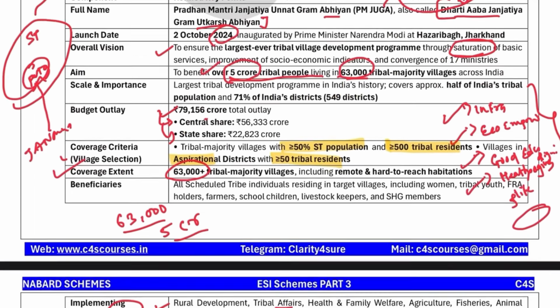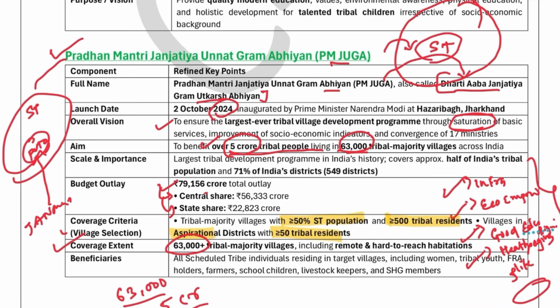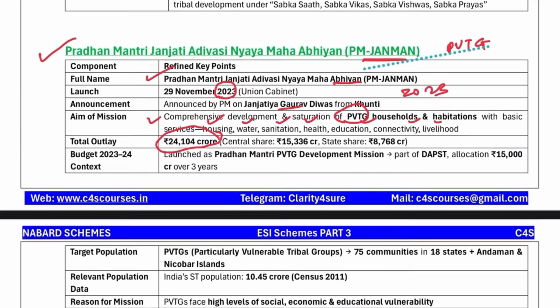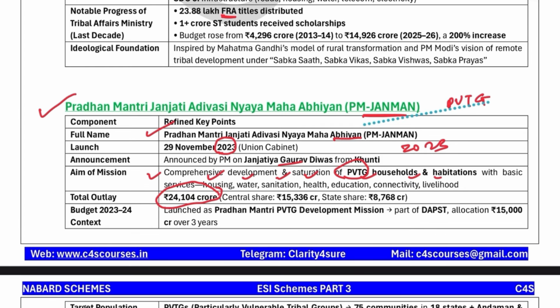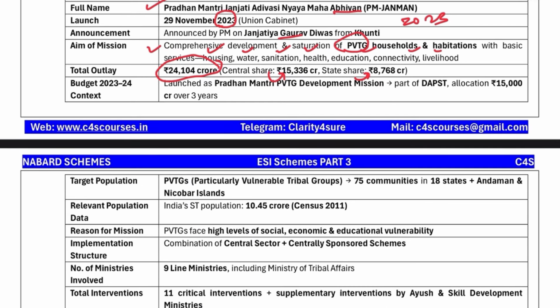What is the outlay? The outlay is 24,000 crore. What was the outlay of the Dharti Aba? It was 79,000 crore. Here the Janman outlay is 24,000 crore, with central 15,000 crore and state 8,000 crore.